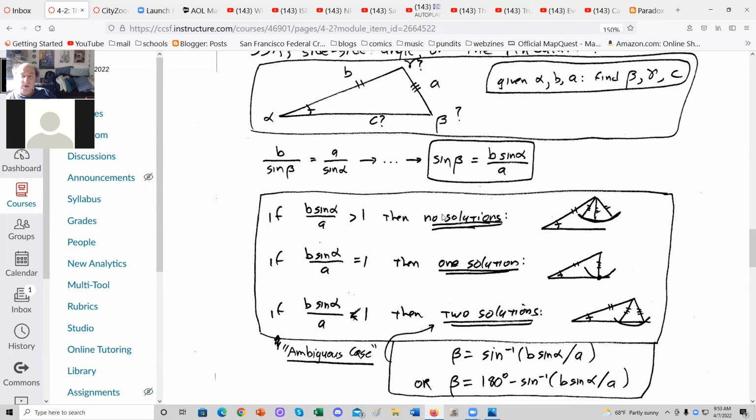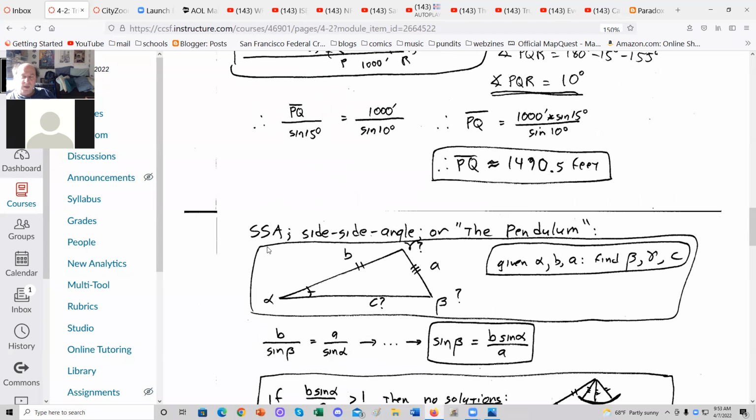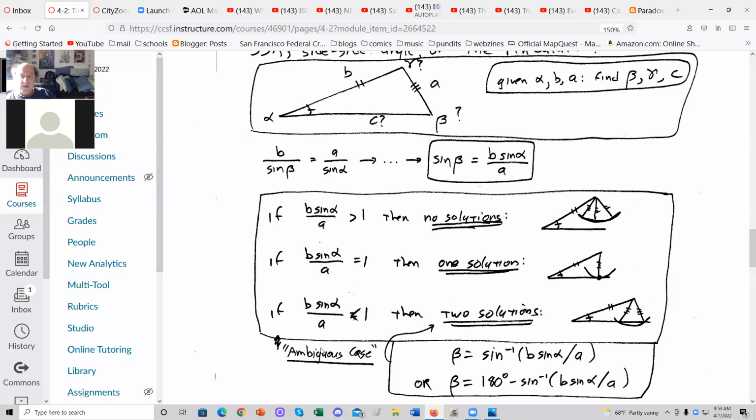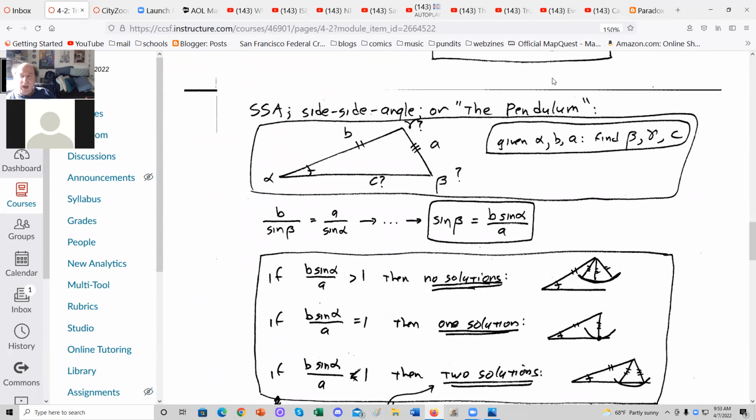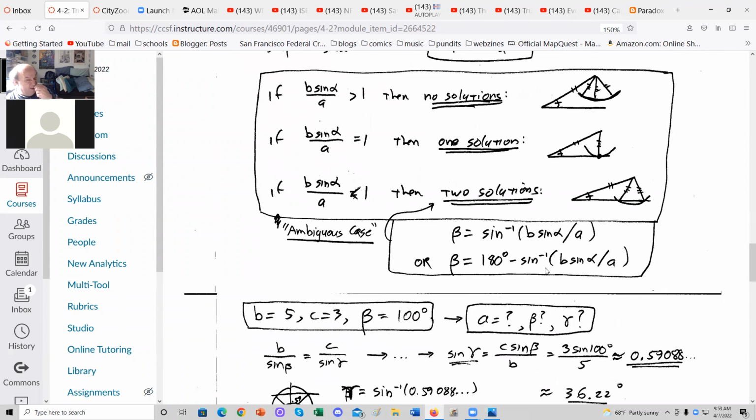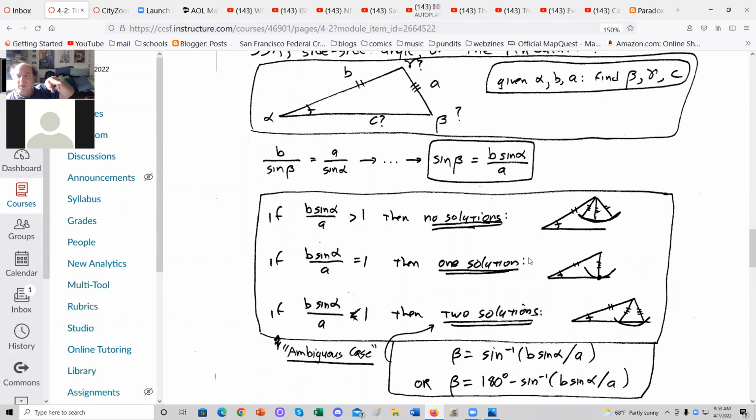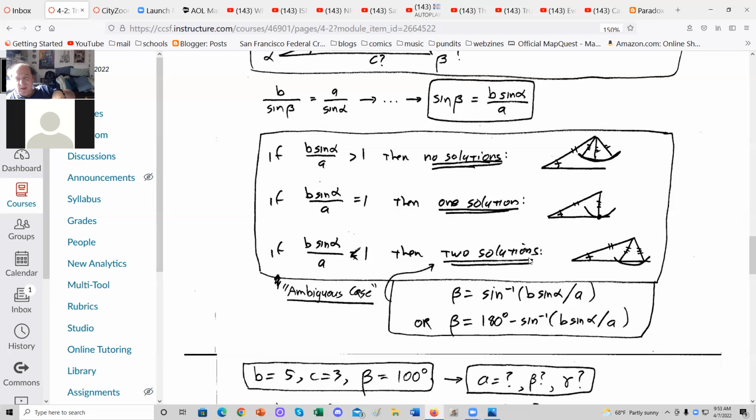Because there could be no solution, 1 solution, or 2 solutions, this triangle, side-side-angle problem, is also known as the ambiguous case. I call it the pendulum because, like I say, I imagine this is a pendulum at the end of a cantilever. So for this problem, you may have to make room for 2 answers, 2 columns of answers, 2 possible values for A, for B, for beta, for gamma, and for C.